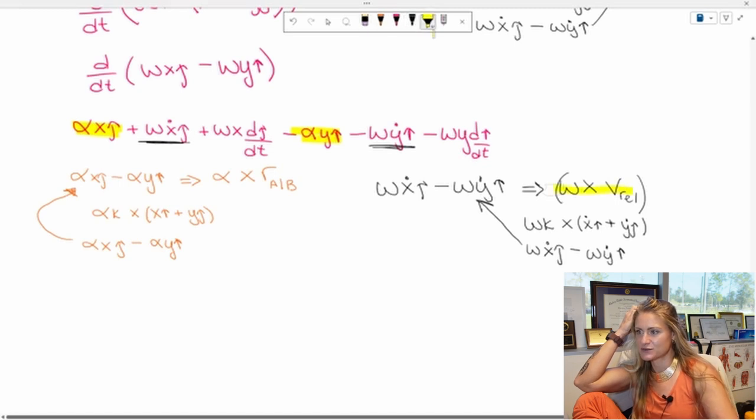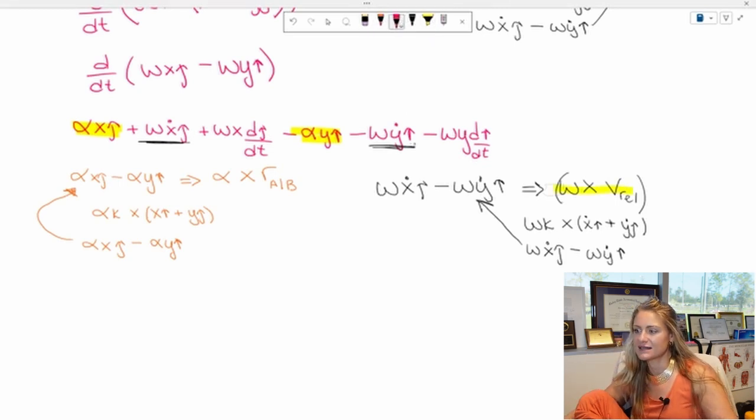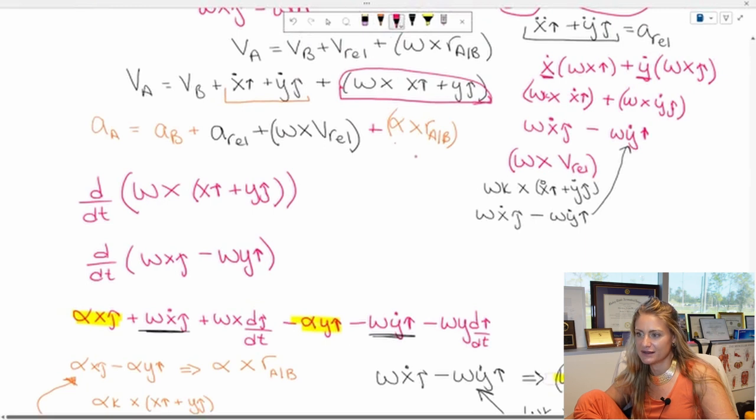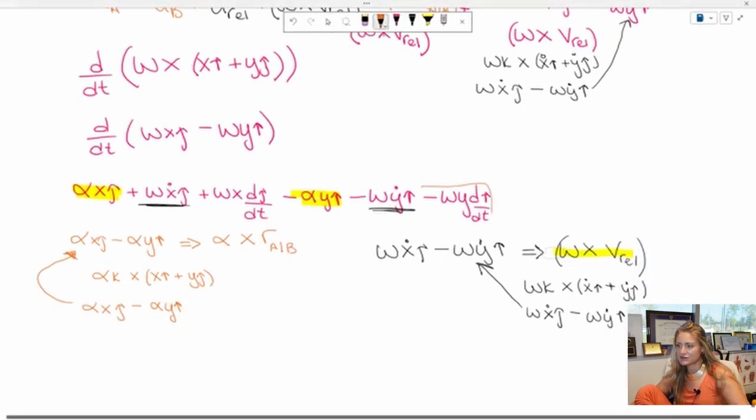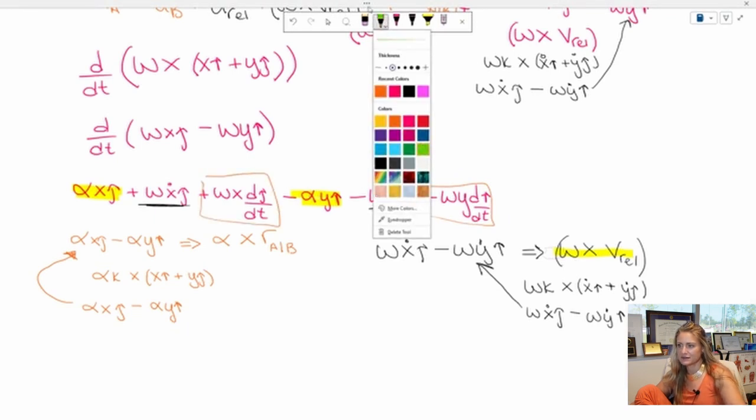So now I can add this term in. All right, let's add it in pink. So we have omega cross v rel. So this is going to be plus omega cross v rel. Later, I'll put these two together, but we're not done yet because we still have two terms left. I'm actually going to do that in green because why not?